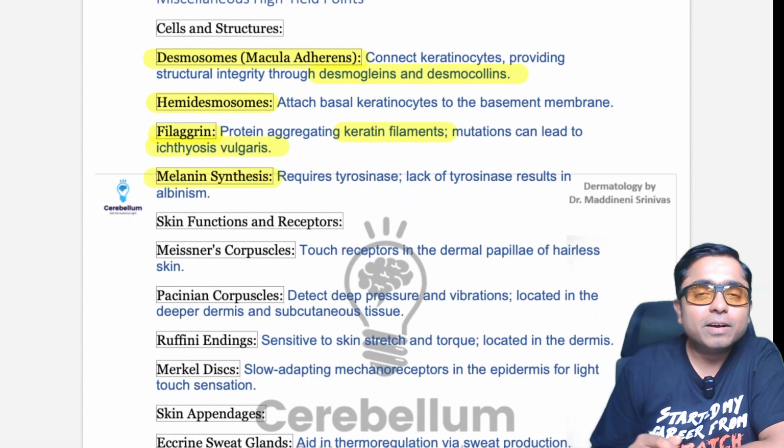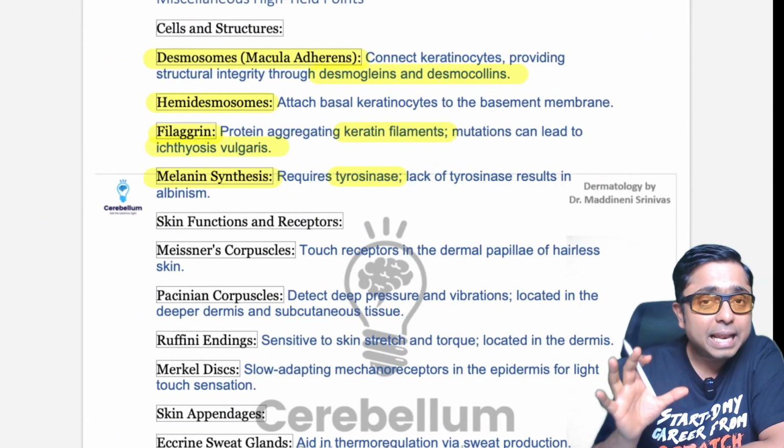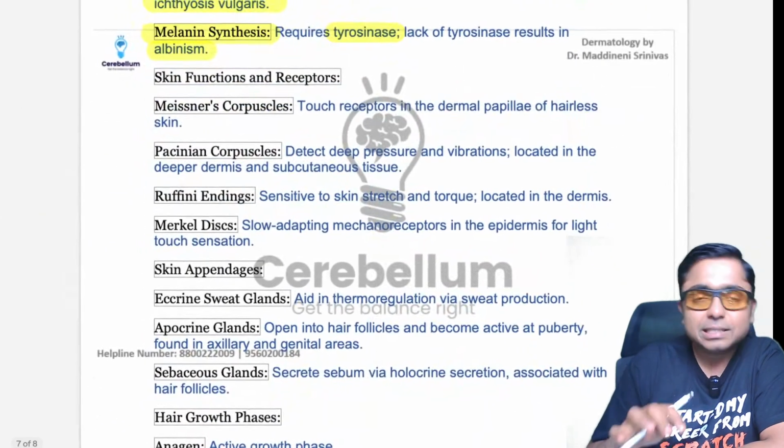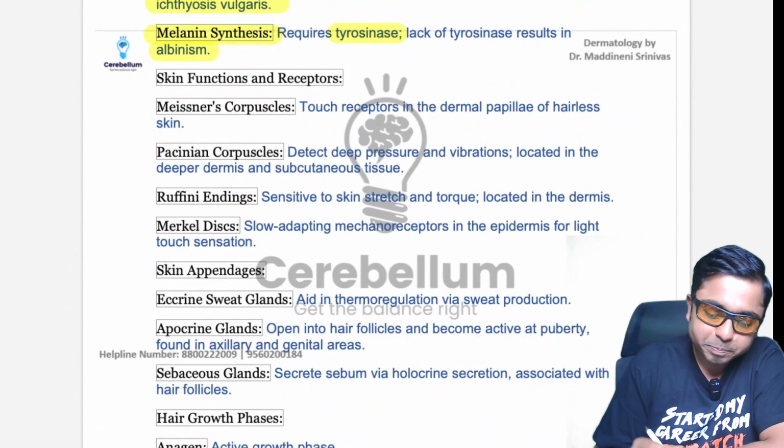Melanin synthesis requires the important rate limiting enzyme, which is tyrosinase, and this enzyme is lacking in patients with albinism, because of which their skin, hair and also iris are going to be white in color.